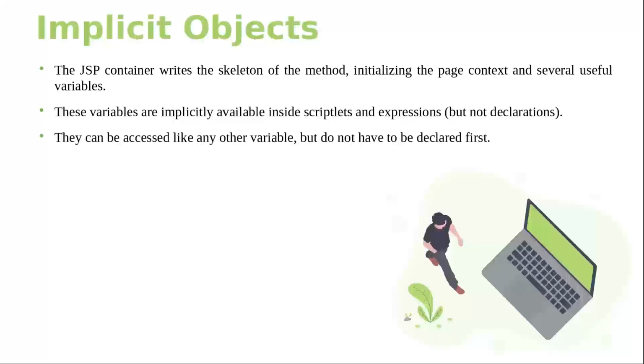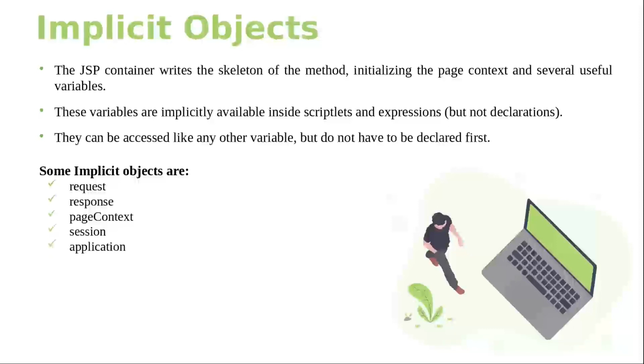Some implicit objects are the request object, response object, page context, session, application, out, config, and page. So these are some of the implicit objects that are used. We will be using them when we write some programs on JSP, and you'll be clear about it.